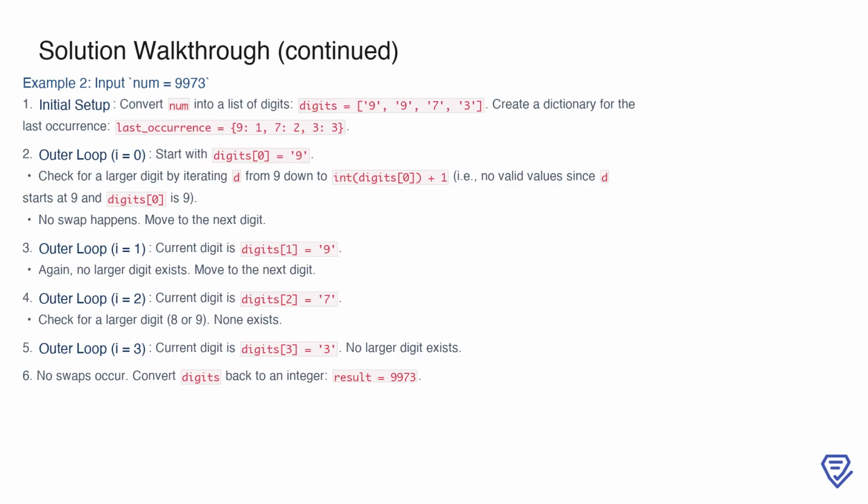No swap is performed, so we move to the next digit. The second digit is also 9, and the same logic applies, there's no larger digit to swap with. Continuing on, the third digit is 7. Here, we check for a larger digit, like 8 or 9, but neither is available. Finally, for the last digit, 3, there are again no larger values. As no swaps occur throughout the traversal, the list remains unchanged. Converting it back to an integer gives us the result 9973.